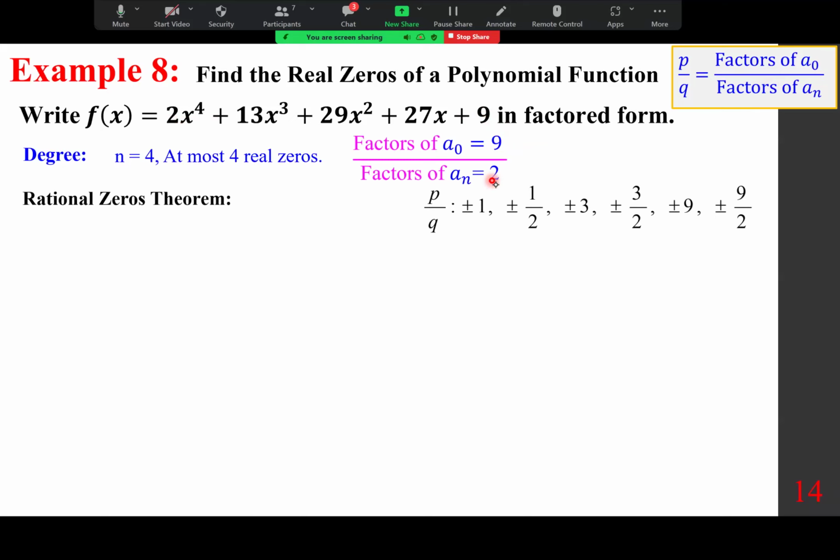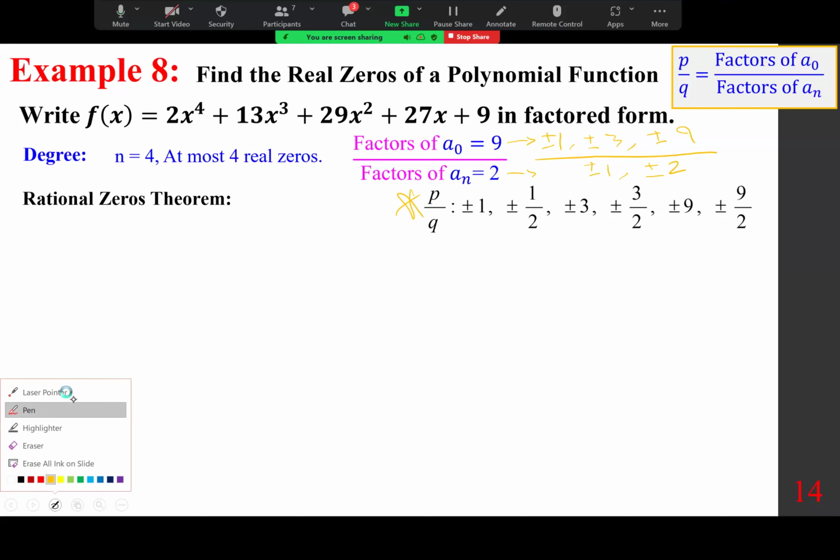And here's the ratio. If you wanted, I'm going to write this as: for 9, plus minus 1, plus minus 3, plus minus 9. For 2, plus minus 1, plus minus 2, and it results in the following. So what you have to do, you have to use those, and you can try one. I hope you see that if you plug in 1, you get a positive value, 2, plus 13, plus 29, plus 27, plus 9, which is not 0.